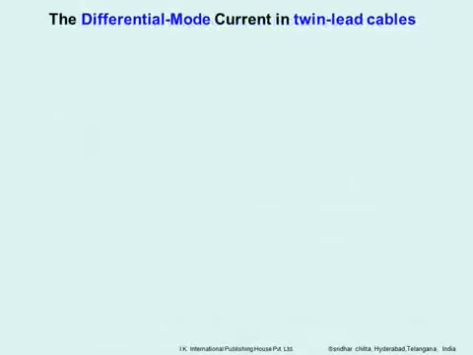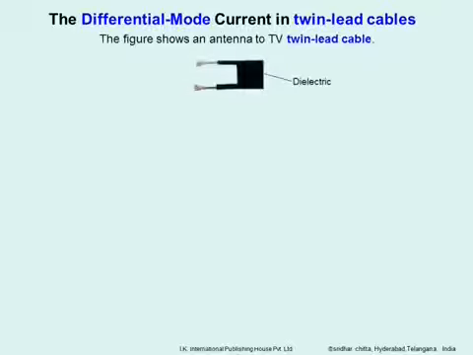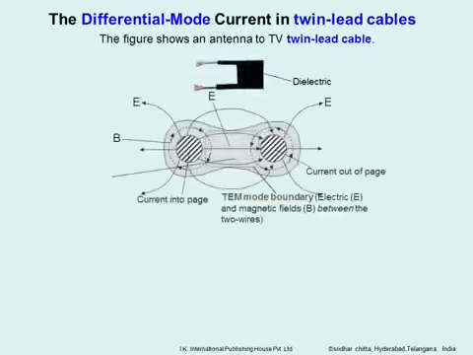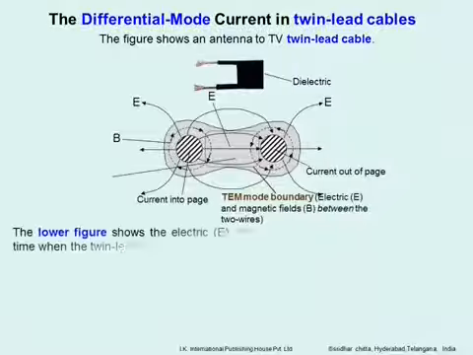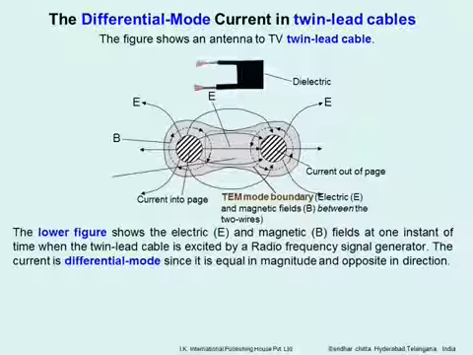Let us visualize the differential mode current in twin lead cables. The upper figure shows an antenna to TV twin lead cable. The lower figure shows the electric E and magnetic B fields at one instant of time when the twin lead cable is excited by a radio frequency signal generator. The current is differential mode since it is equal in magnitude and opposite in direction.